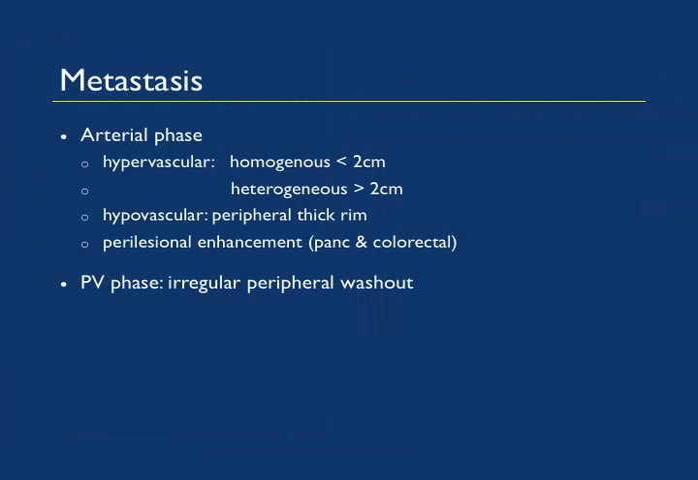Metastases from other tumors are quite common and probably the most common mass in the liver. In the arterial phase, most of the patients have heterogeneous enhancement. They are not extremely hypervascular, especially those over 2 centimeters in diameter. More often, they can appear hypovascular. In the portal venous phase, they might have irregular washout. The important hallmark of metastases when evaluated by CT or MRI is that these patients do not have cirrhosis.